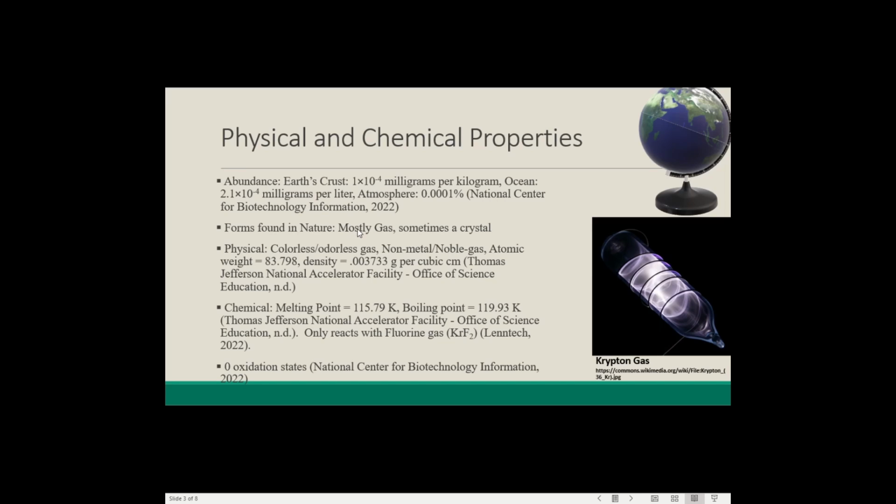It is classified as a non-metal in the noble gas group, and it is found naturally as a gas and sometimes as a solid white crystal, and Krypton gas is colorless and odorless. At room temperature, it is a gas that has an atomic weight of 83.798, and it has a density of 0.003733 grams per cubic centimeter.